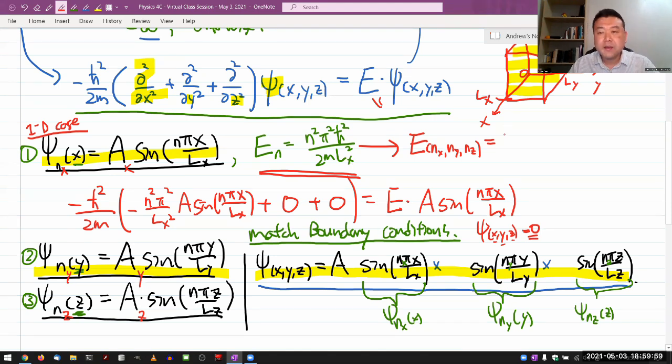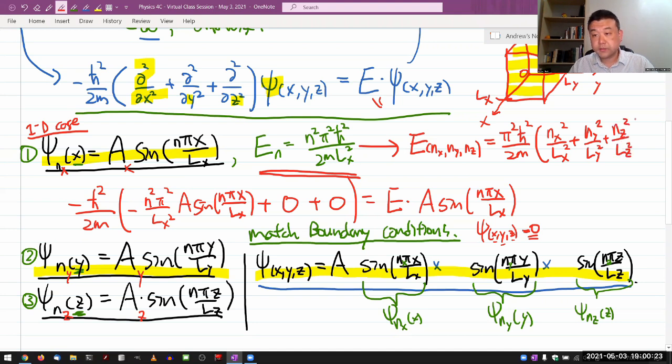Let me just write it out. I'm going to factor out the part that can be factored out, pi squared h bar squared over 2m, times nx squared over Lx squared plus ny squared over Ly squared plus nz squared over Lz squared. So that's it. That's the solution to the three-dimensional particle in a box Schrodinger equation.